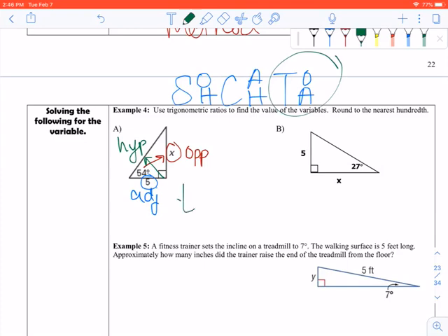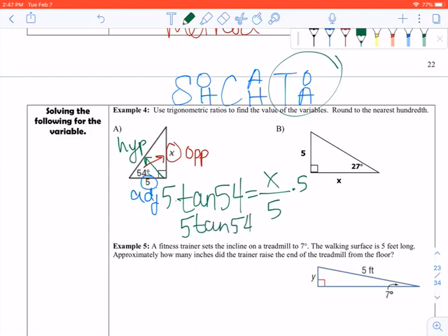So I'm going to take tangent of the angle 54 equals my opposite side x over my adjacent side 5. Then, because my variable is in the numerator, I'm going to multiply both sides by 5. So we'd have 5 tan 54. You'd plug that in your calculator just as it is. And just so you can check my work, I got x equals 6.88. It did say round to the nearest hundredth, so that's 2 decimal places, 6.88.